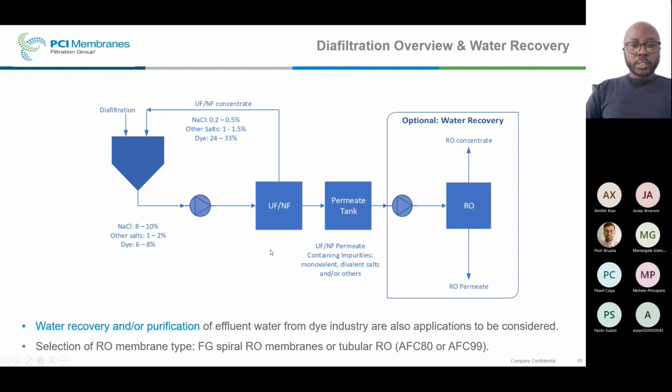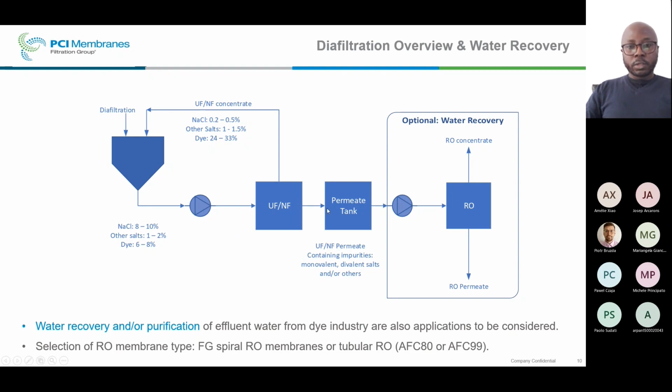And then once the filtration process has been completed, so the amount of water added is stopped, the same membrane system can then be used to concentrate the dye solution. So increasing the dye TS, total solids, from about 8% to 33%. This is the main concept with regards to the desalting of the dye. But of course, this is also combined with the concentration of the dye.